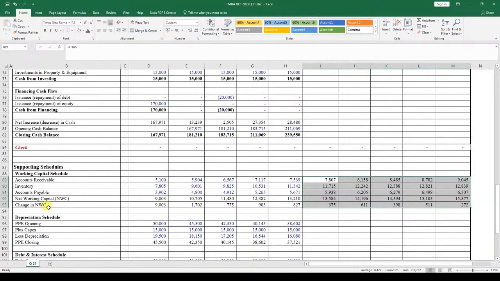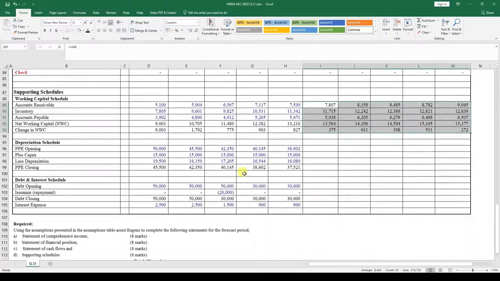The change in net working capital is going to be useful in computing some items in the cash flow statement, pardon me. So we move down to the next supporting schedule, the depreciation schedule. Now, we can see something that is very unique from the historical values here. This value, which is the opening PPE, is picked from the closing value here. This one has been picked from there. So it goes without saying that this value here will be picked from the value there.